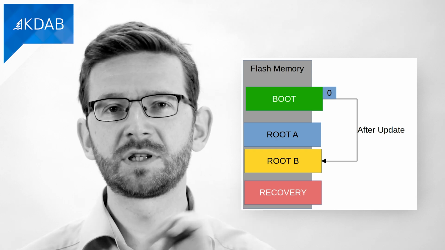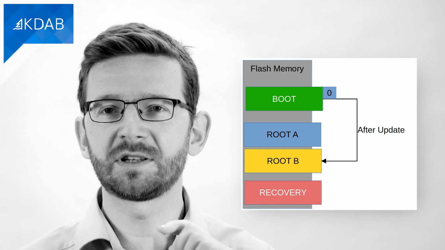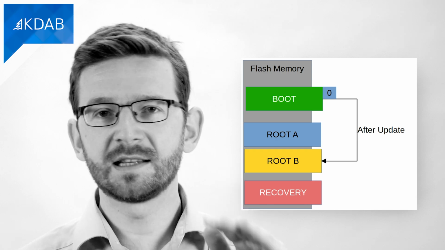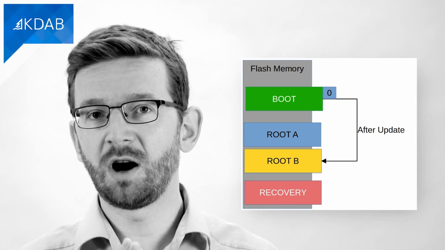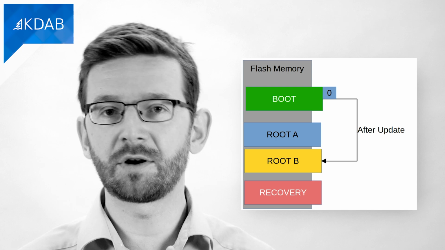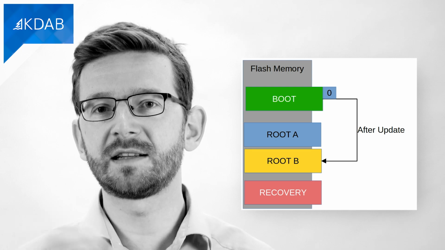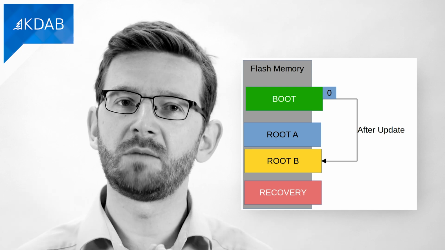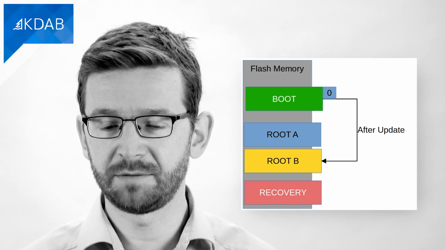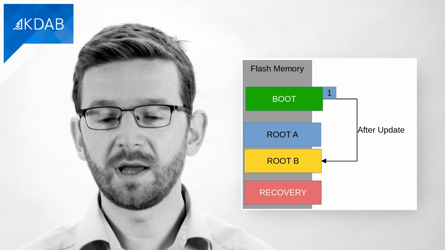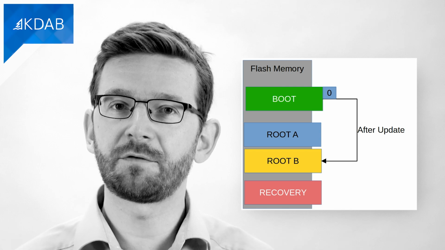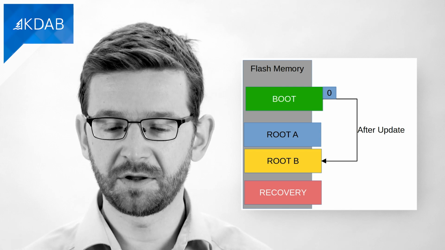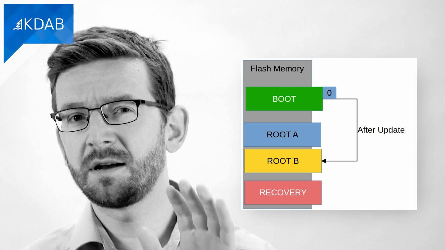In the boot file system, there is a little counter. And this counter is always counting up on every boot. It is the responsibility of the partition B, or our root partition, to reset that counter to tell the boot partition that everything went well. So it's setting it to 1, then it's setting it to 0 again, for example, because everything went well on the B partition.